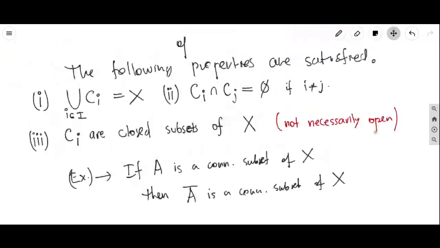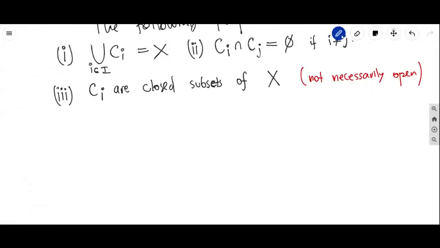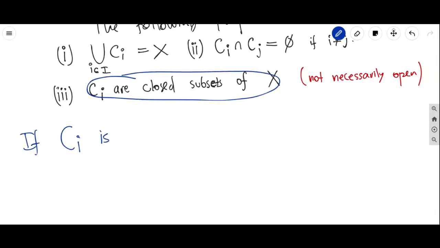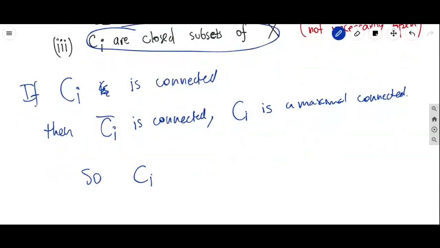So why do they have to be closed? Here's the reason why they have to be closed. If C_I is connected, which it is, then the closure of C_I is connected. But C_I is maximal connected. It's not contained in anything larger that's connected. So the closure of C_I has to be C_I, because the closure of a set contains the set, but the closure cannot be something bigger. It cannot be bigger because C_I is already a maximal connected set.